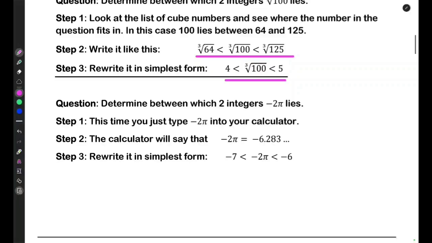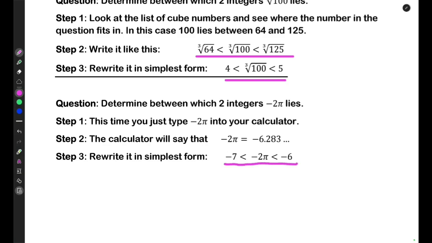Lastly, they can ask you questions about pi. This one you do type in the calculator. Okay, you don't need to memorize anything. Just type it in the calculator. So now they're trying to trick me because it's not just pi, 3.14. It is actually minus 2 pi. Just type it in the calculator. Calculator tells me it's 6.283, and then it goes on forever. Now, I know that that number lies between 6 and 7, but because there's a minus in front, I'm going to write it as minus 7 is smaller than minus 2 pi, which is smaller than minus 6. And that's how I would get full marks for that question.